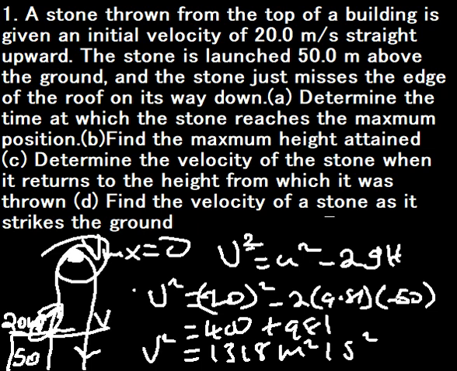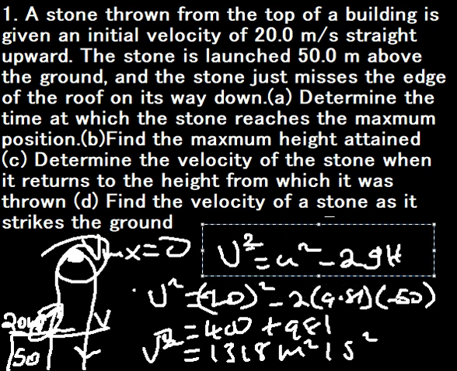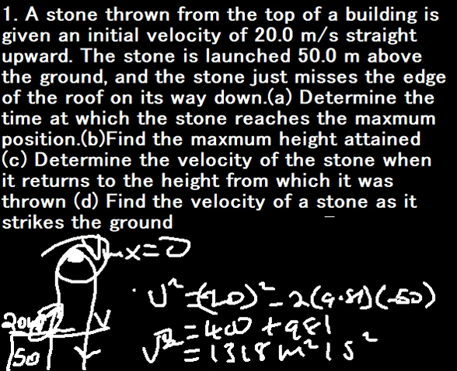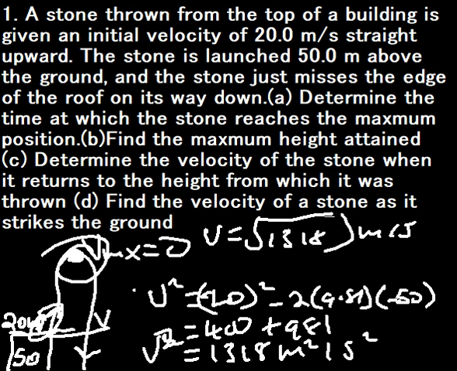Now we introduce the square root on both sides, since we need to solve for v. So the v will be given as the square root of 1318, in meters per second. So what is that one? What is the square root of that one? We have it as 37.